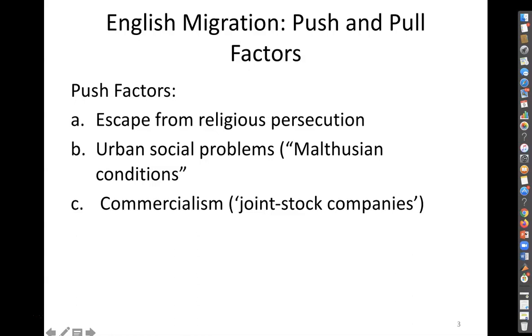Now we begin to discuss actual English immigration from England to the New World. And if you look at the title of the slide, you see something referred to as push and pull factors. And these factors refer to those factors that shape or influence immigration from one place to another.